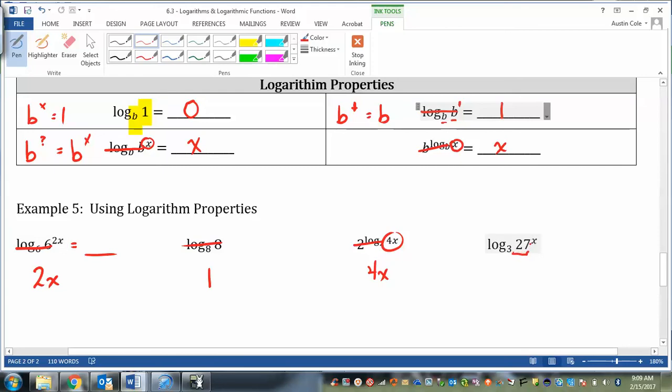Now, can I rewrite 27 to be in terms of 3 to a power? Absolutely, right? So I'm going to rewrite this and say, hey, log base 3 of 3 to the third, because 3 to the third is just 27. I just rewrote it, and then that's to the x. Well, now, log base 3 of 3, what happens? Cancel, and now I'm left with 3x. So I can rewrite that to get it in terms of our base.